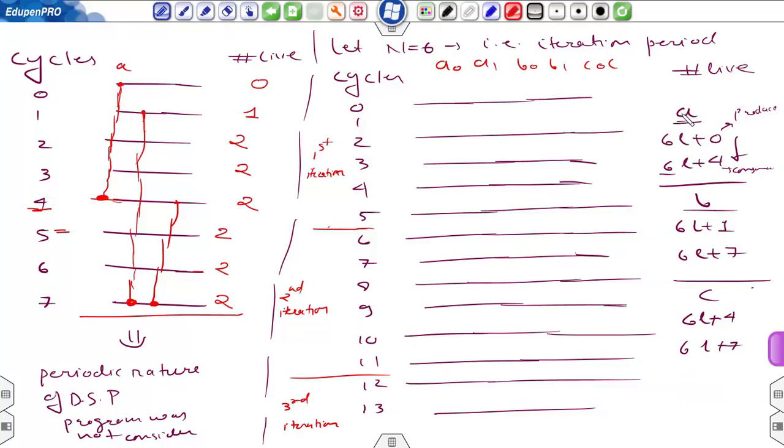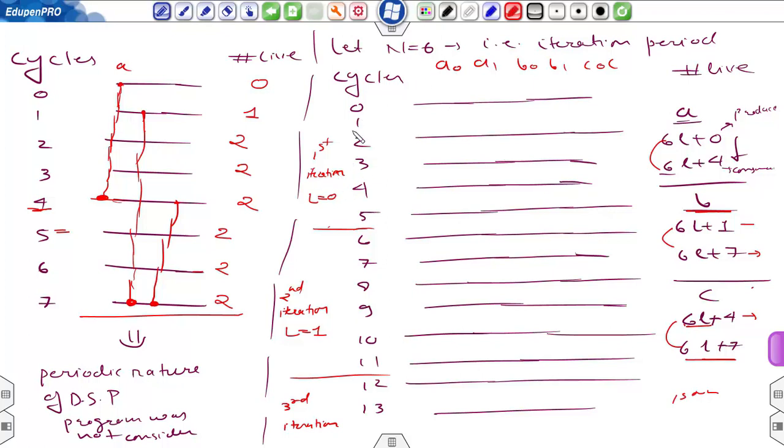So now for variable A, I can say that for any iteration L, it is produced at instant 6L plus 0, and it is consumed at instant 6L plus 4. Similarly, I can write for B, it is produced at 6L plus 1 and it is consumed at 6L plus 7. And for C, it is produced at 6L plus 4 and consumed at 6L plus 7. So we will use this formula to draw the vertical lines. And I have considered two iterations.